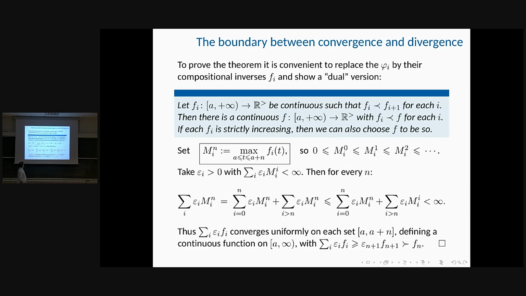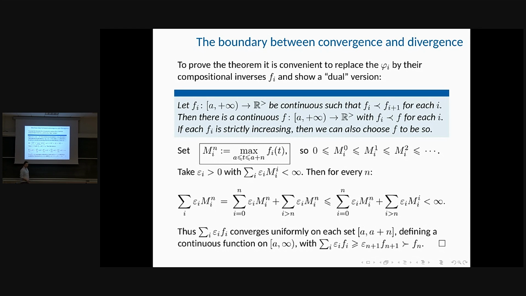Okay, but now, using this, you can easily see, because this is now for every n, that if you look at the sum of this infinite series of these functions, epsilon I, fi, then on each bounded interval from a to a plus 1, this will converge uniformly because of this, what is called the Weierstrass M-test, which we just verified.